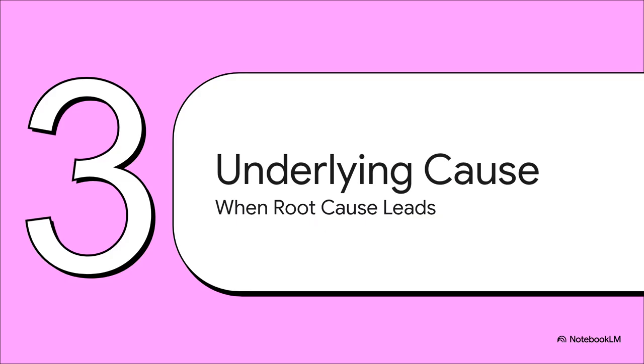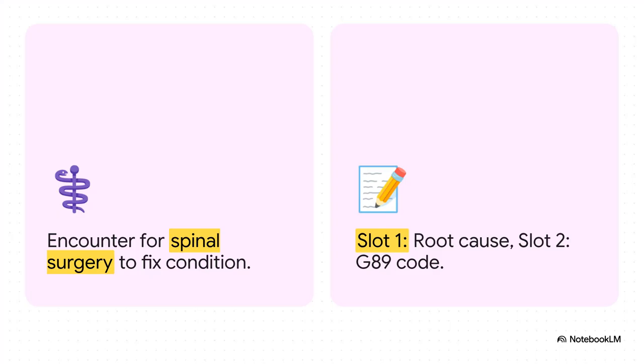All right, section 3, treating the underlying condition and what happens when the root cause leads. Let's look at the flip side of that last scenario. What if the encounter is for a procedure that's physically treating the underlying condition? Let's say the patient is on the operating table for a spinal fusion to literally fix that herniated disc. In this case, the CMS guidelines completely flip the script. The lumbar disc herniation code locks firmly into slot 1.